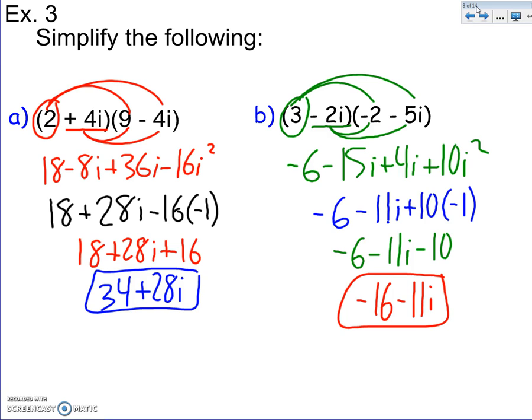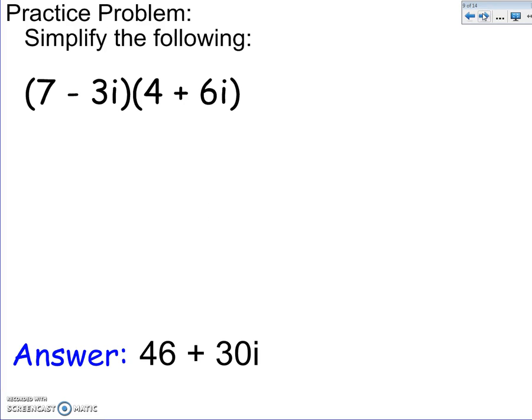All right, so I'll leave you with this practice problem. Simplify that. Basically, distribute or FOIL, and there's the answer. If you can do that, you should be fine on the quiz in class.